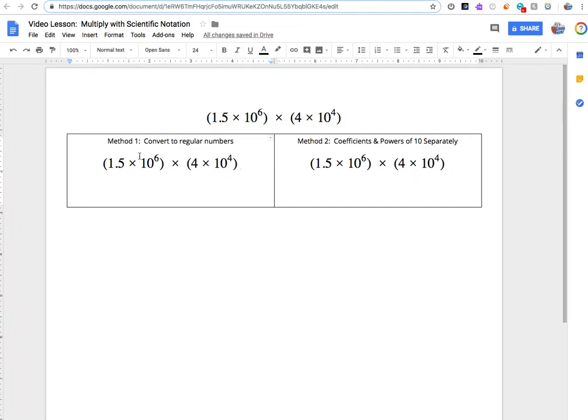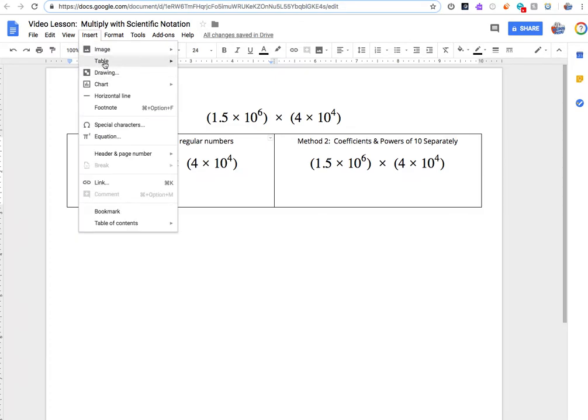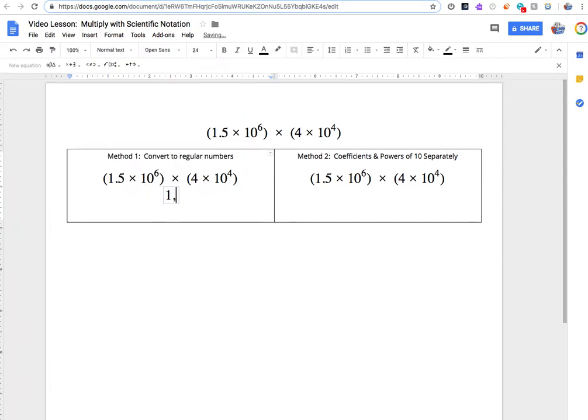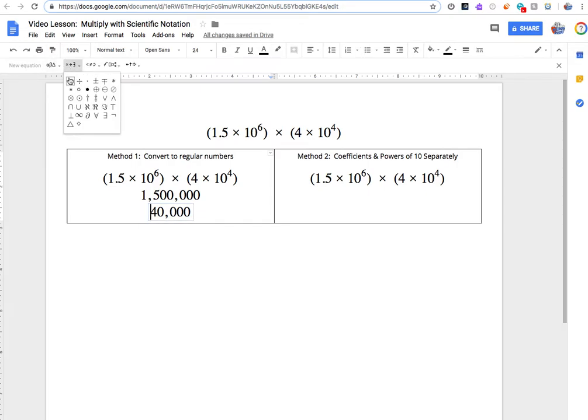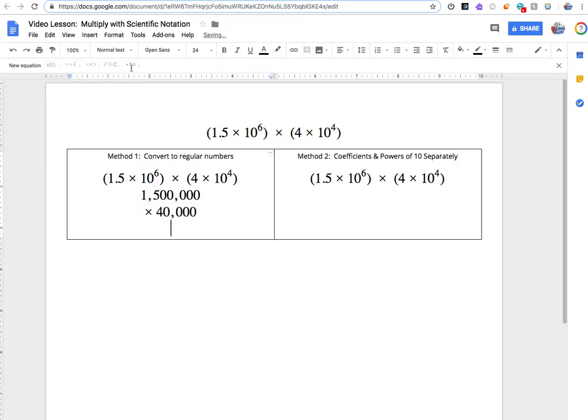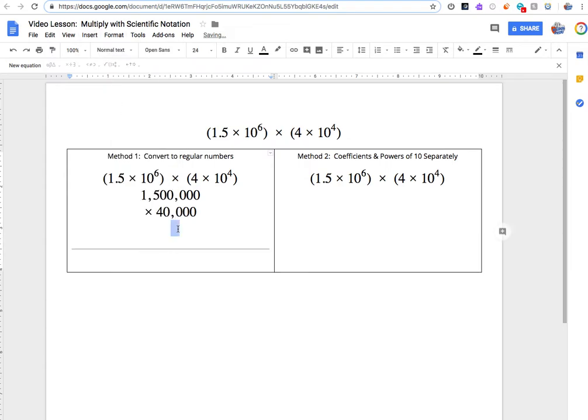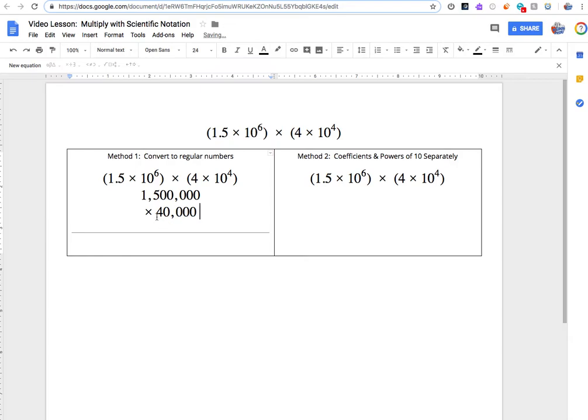If we were going to use method number 1, the first job is to switch both of these scientific notation numbers into regular notation. So 1.5 times 10 to the 6th, if we switch that over to a regular number, is 1.5 million. We see the decimal moved 6 places. 4 times 10 to the 4th, 4 times 4 copies of 10, would make 40,000. Now that both of these numbers are in regular notation, we could go ahead and multiply using the standard algorithm. Standard algorithm is a fancy way to say this is how you multiplied back in 4th and 5th grade.